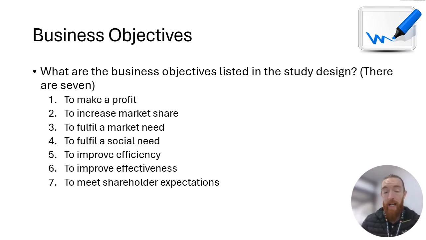Well, to make a profit, we're trying to have revenues minus expenses and have that be increasing. To increase market share, we want a greater proportion of sales in a market. To fill a market need, we are finding a gap in the market and we are satisfying that. To fill a social need, what does society need? What's currently missing? Let's try and satisfy that. To improve efficiency, we're trying to get a greater output from the amount of inputs that we're putting in. To improve effectiveness is to try and improve on how we achieve business objectives. And to meet shareholder expectations is to basically increase return on investment.